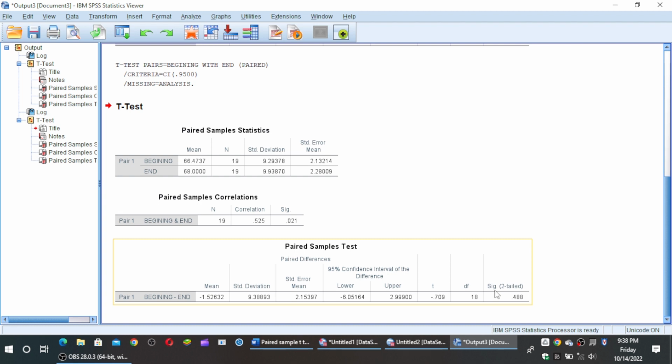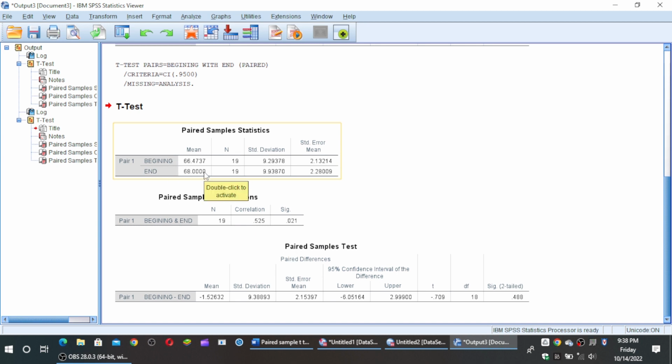The rule of thumb when using the critical P is that if P is less than or equal to 0.05, you reject the null hypothesis that there is no significant difference between the beginning and the ending period. If peradventure the P value is greater than 0.05, we accept the null hypothesis that there is no significant difference between the performance at the beginning and performance at the end of the period. Now, from what we have here, our P value is greater than 0.05. This is 0.488, which is obviously greater than 0.05. So we are going to be accepting the null hypothesis that there is no significant difference in the performance at the beginning and the performance at the later end.